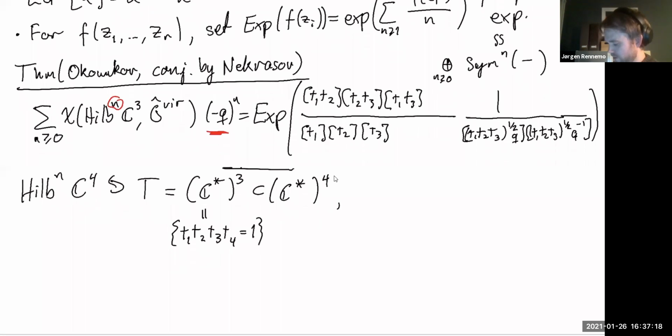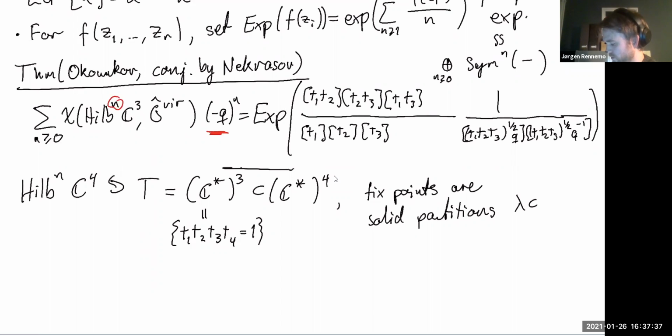And now the fixed points are just as easy as they were before, or similar to what they were before. The fixed points are now solid partitions, meaning certain well-behaved finite subsets. You go one dimension up, and now you're stacking four-dimensional boxes in the corner of a four-dimensional room.